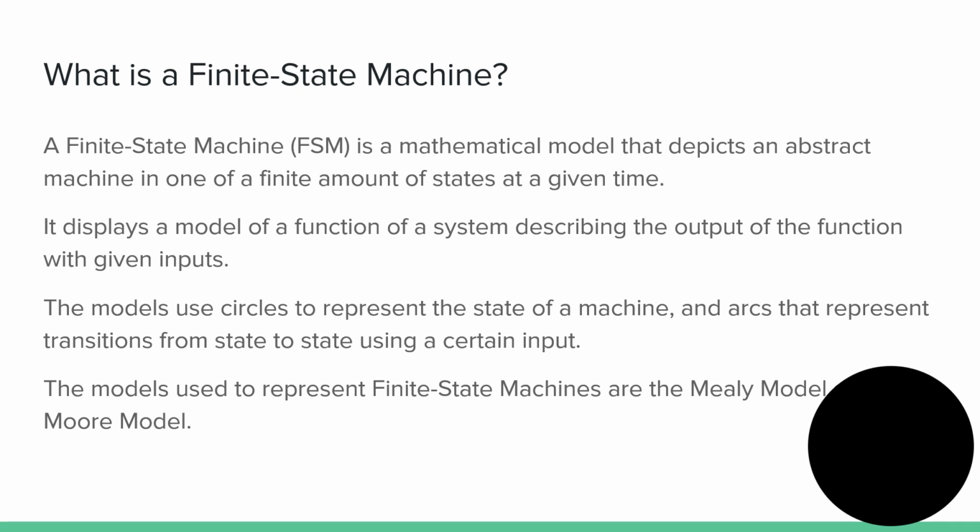Okay, what is a finite state machine? A finite state machine is a mathematical model that depicts an abstract machine in one of a finite amount of states at a given time. It displays a model of a function of a system describing the output and the function with given inputs. The model uses circles to represent states of a machine and arcs to represent transitions from state to state using certain inputs. The models used to represent finite state machines are the Mealy model and Moore model.